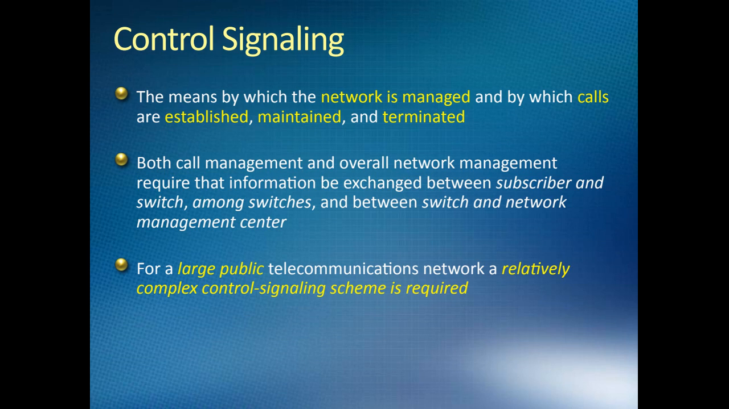Okay. So control signaling is managed by the switch by which calls are established, maintained, and terminated by the control signal. This is provided by the telecom company, like what we have here. You have some telecom companies, they have control signaling system. How do you know the line is busy? How do you know it's engaged? Both call management and overall network management require that information be exchanged between subscriber and switch. Okay? And this is happening among switches and between switch and network management center.